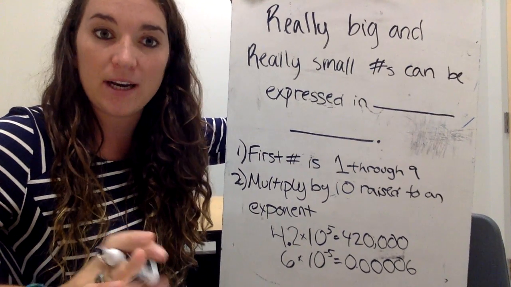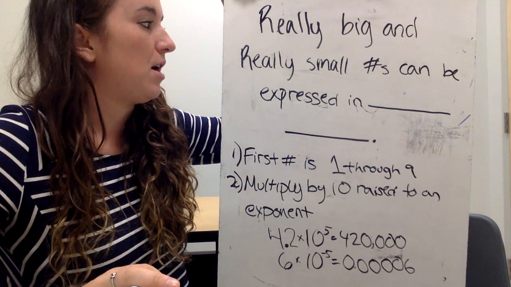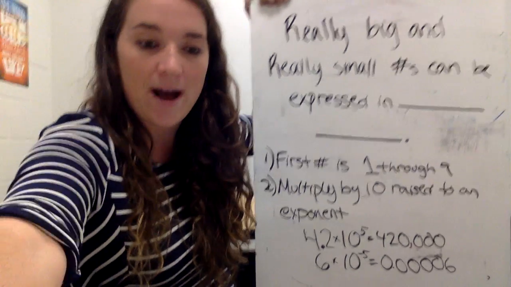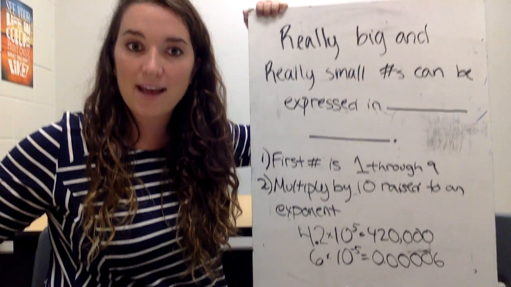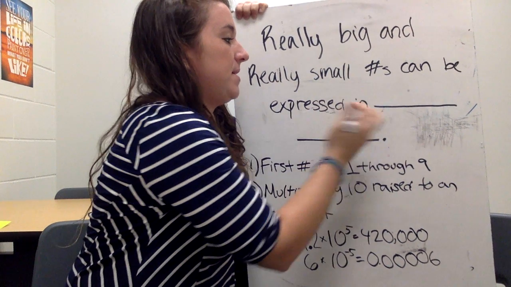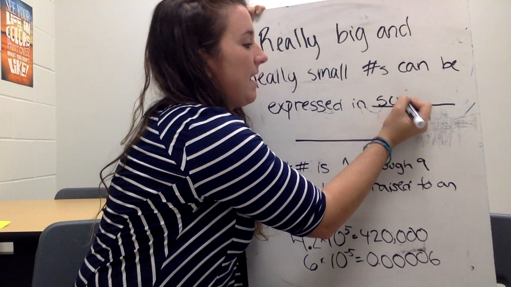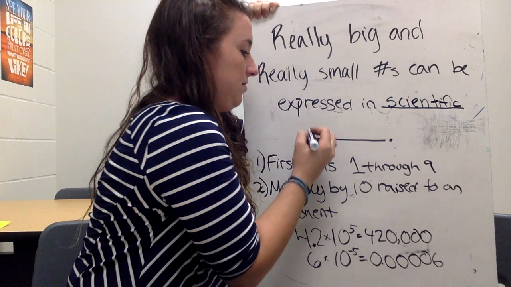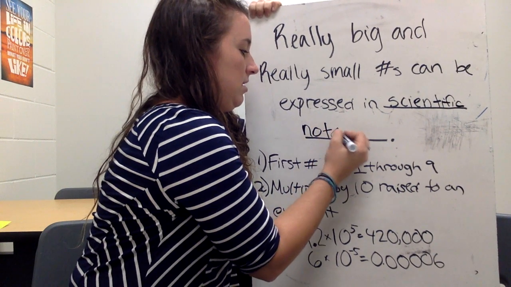We're going to be reviewing scientific notation, which we started on Friday. If you weren't here for it, don't worry about it. We'll be doing it all over again today. So scientific notation is a way of expressing really big and really small numbers. Really big and really small numbers can be expressed in scientific notation. Fill that in the first two blanks on your page.